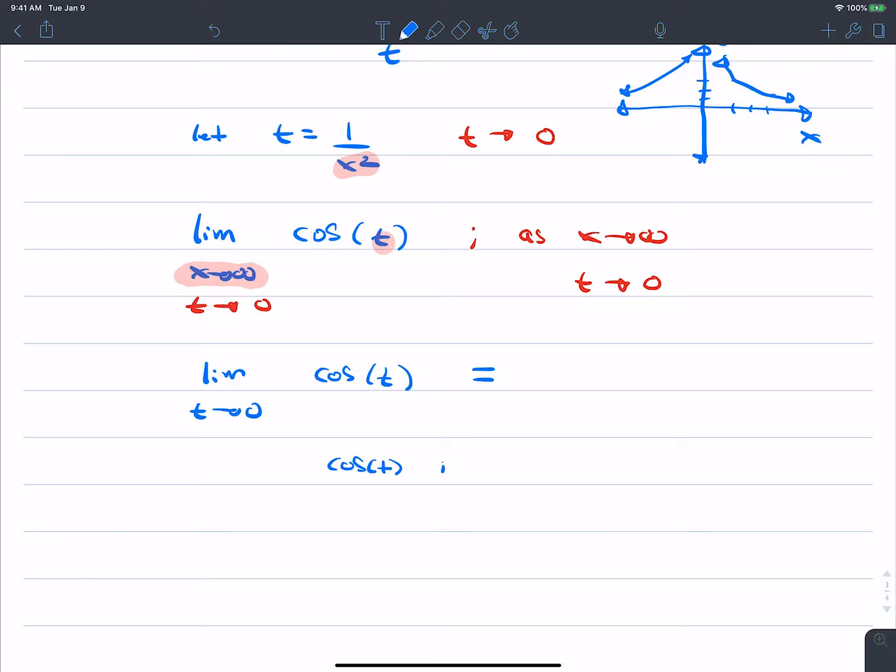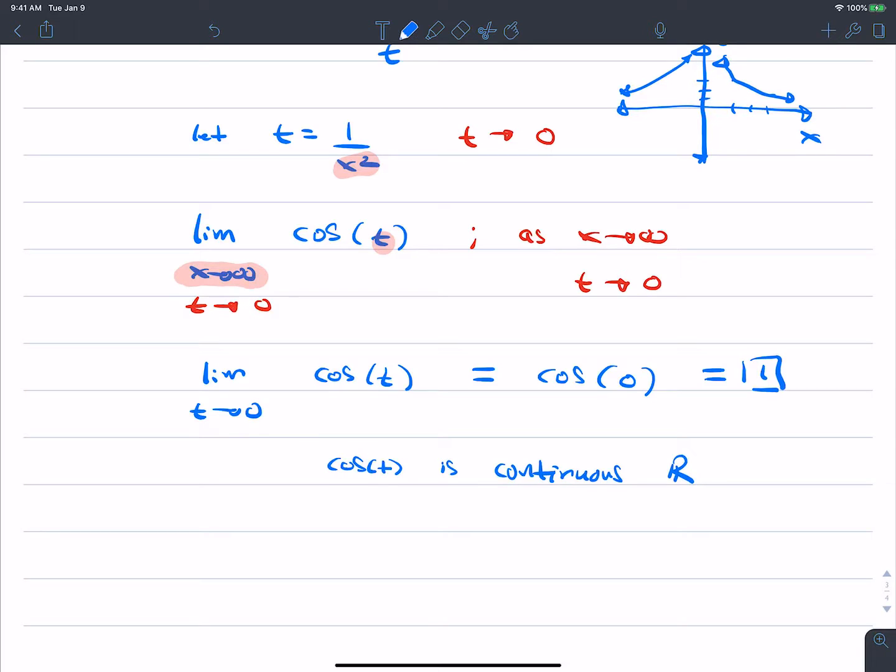Cosine of t is continuous for all real numbers. Why is that important again? Because we can evaluate the limit by just doing what? Putting 0 in for t, also known as direct substitution. So do you guys know what's cosine of 0?